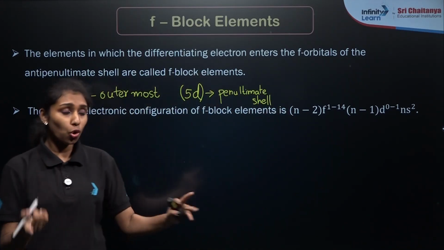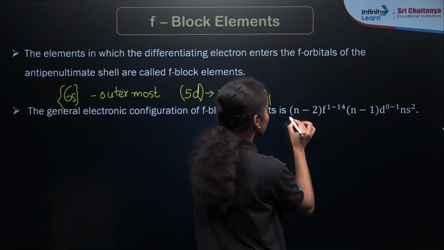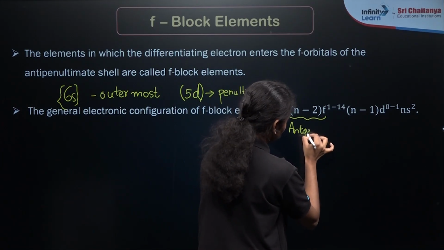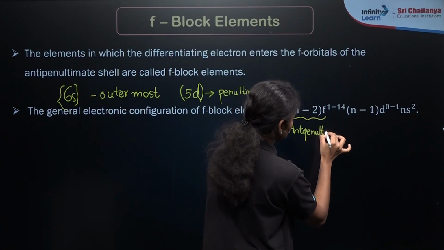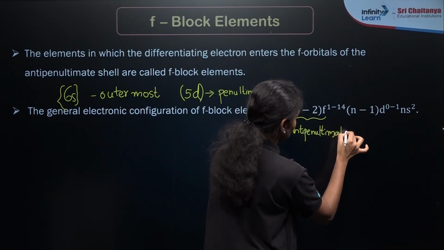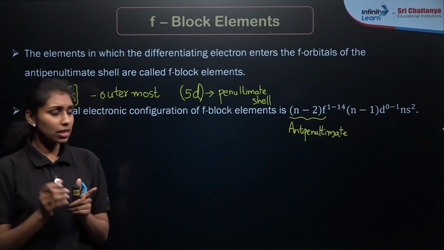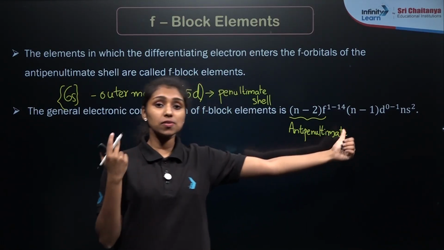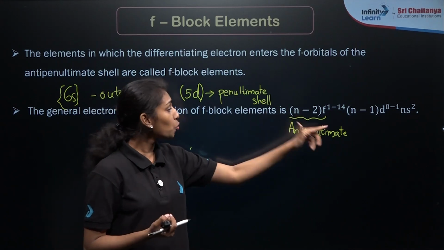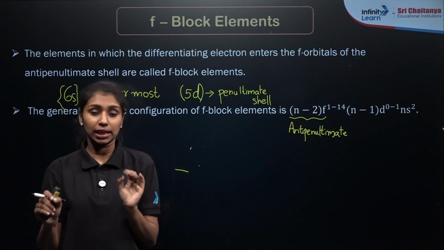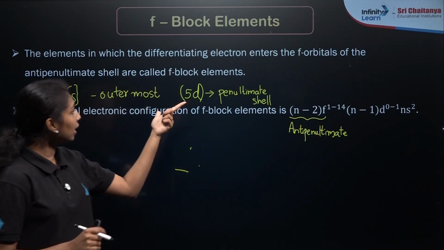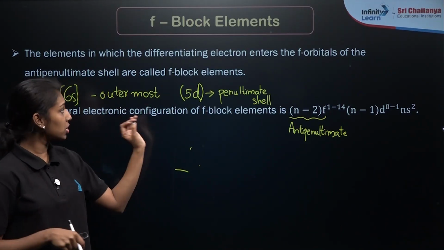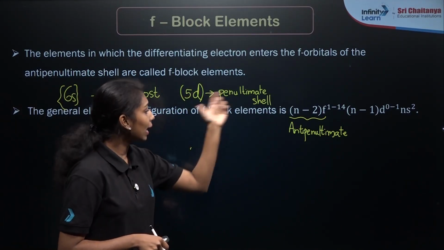Then the n-2 orbital is known as the anti-penultimate shell. We are just giving the names of the orbitals. The n orbital is the outer orbital, the n-1 orbital is known as the penultimate shell, and the n-2 orbital is known as the anti-penultimate shell. So in the case of f block elements, the last electron is entering into the anti-penultimate shell. These are known as the f block elements.